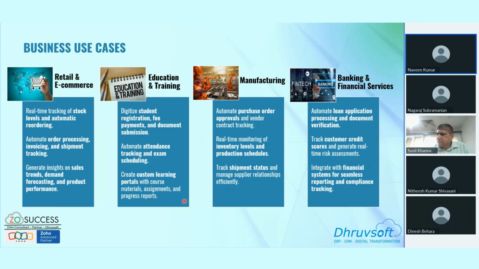If it is in a manufacturing industry, we can make a purchase order approval based on the request, along with real-time monitoring of inventory stock. So you can track the inventory stock on time, and you can order what is required, and you can track the shipment.